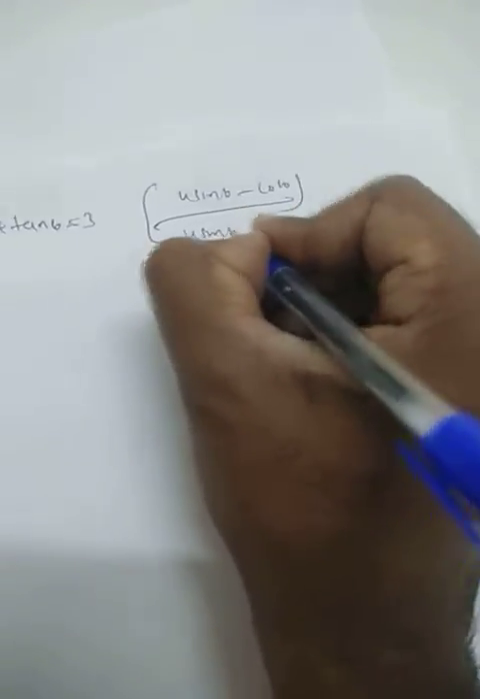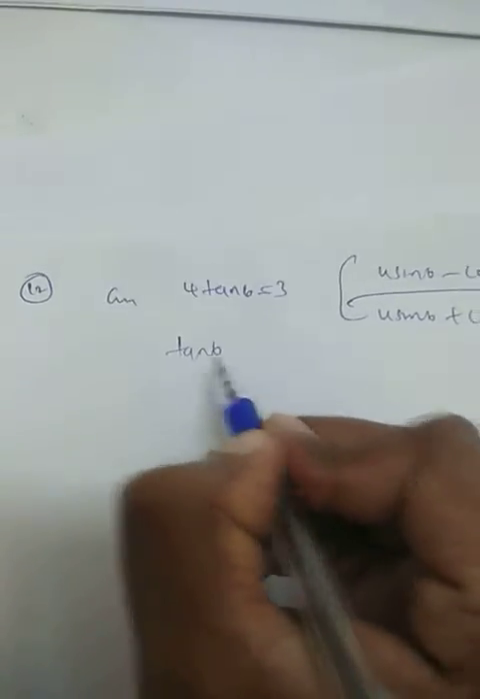Now let us go for question number 12. Given, in the easy way I can do this, 4 tan theta is equal to 3. Then find the value of (4 sin theta minus cos theta) by (4 sin theta plus cos theta) is our question. The value of tan theta will be 3 by 4.